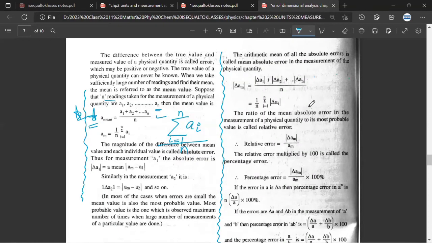So the first term is pretty simple. The mean value is, you just take a summation of whatever number of observations you have, and you divide by the number of observations which are there.